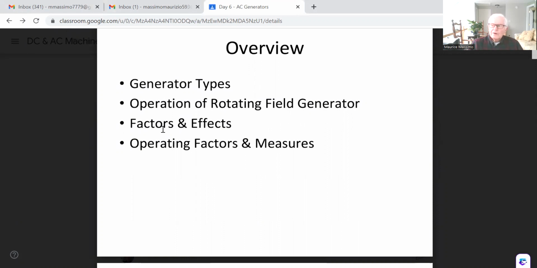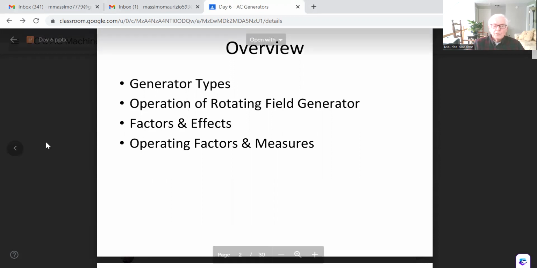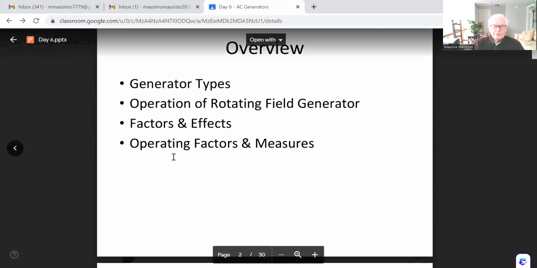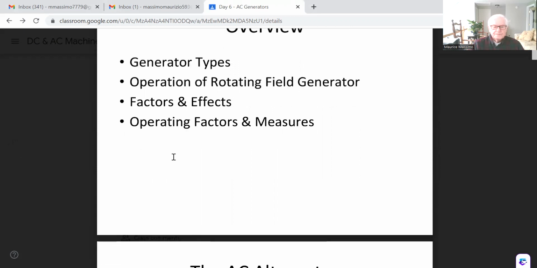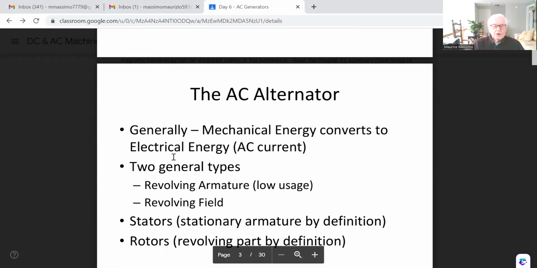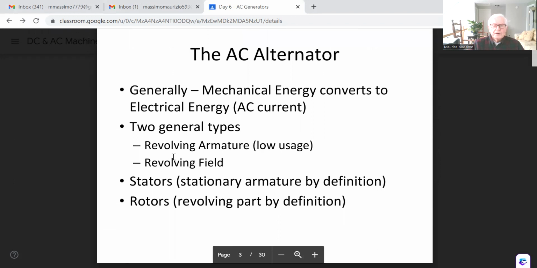Because whenever there's magnetic interference or whatever, you're going to have some kind of effects. Then we'll go over the operating factors and measures. So let's continue. Let's start with the AC alternator.